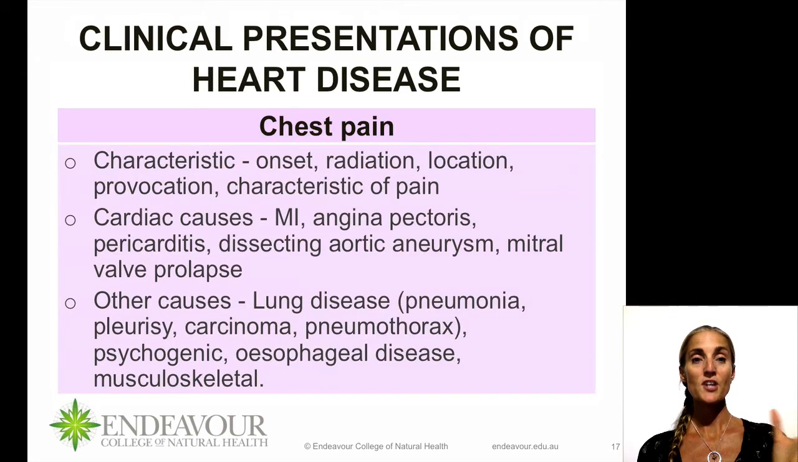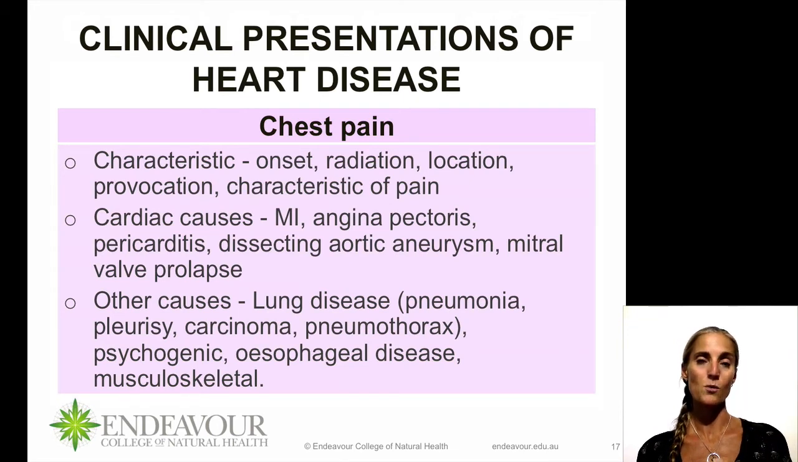All right, so chest pain, this is a very obvious sign of cardiovascular disease, although we've mentioned it can be a sign of other things such as reflux, etc. But the characteristic is really important. So what's the onset like? Is it radiating? Is it local? Is it provoked by anything? What are the characteristics of the pain? Often people describe cardiovascular pain as crushing, stabbing, even spasmodic pain.